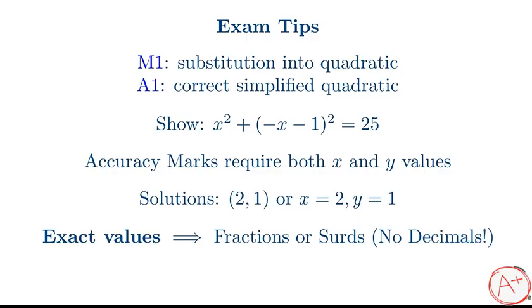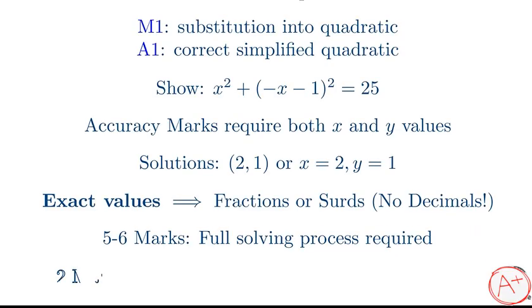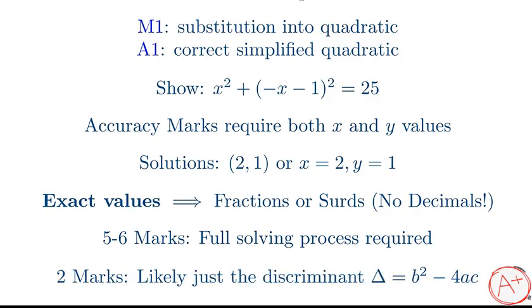Finally, keep an eye on the number of marks. A 5 or 6 mark question expects a full derivation of the quadratic in the solving process. A 2 mark question might just be asking for the number of intersections, where you only need the discriminant.